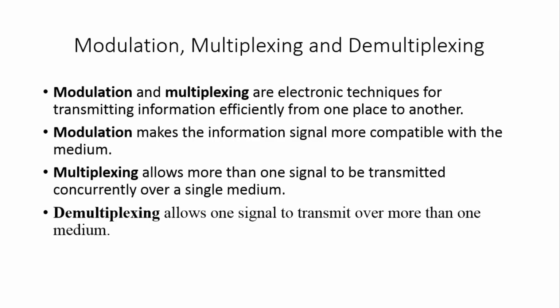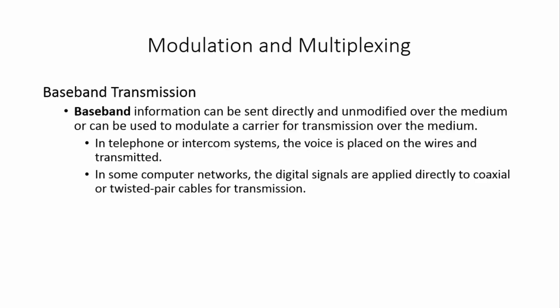Modulation, Multiplexing and Demultiplexing. Modulation and multiplexing are electronic techniques for transmitting information efficiently from one place to another. Modulation makes the information signal more compatible with the medium. Multiplexing allows more than one signal to be transmitted concurrently over a single medium. And demultiplexing allows one signal to transmit over more than one medium.